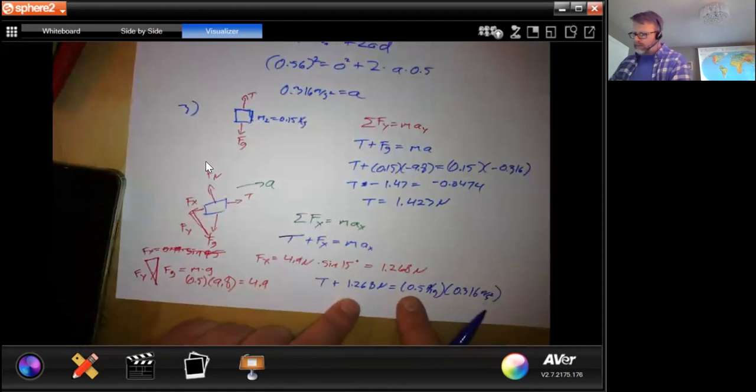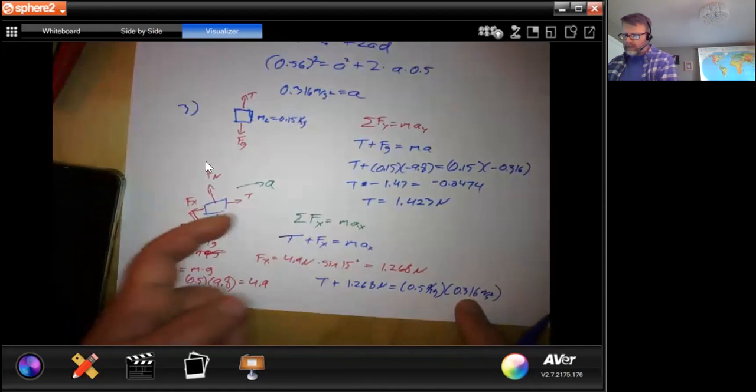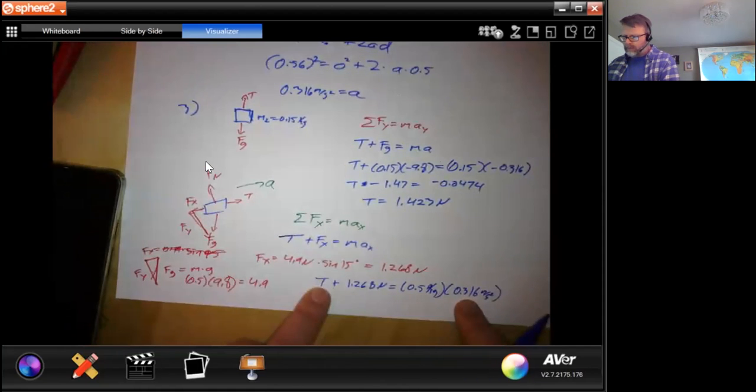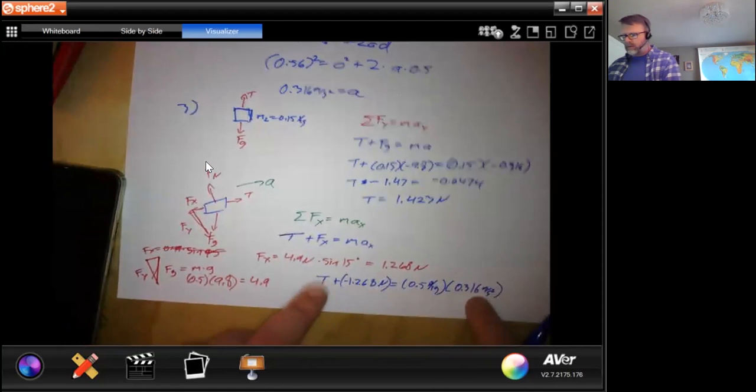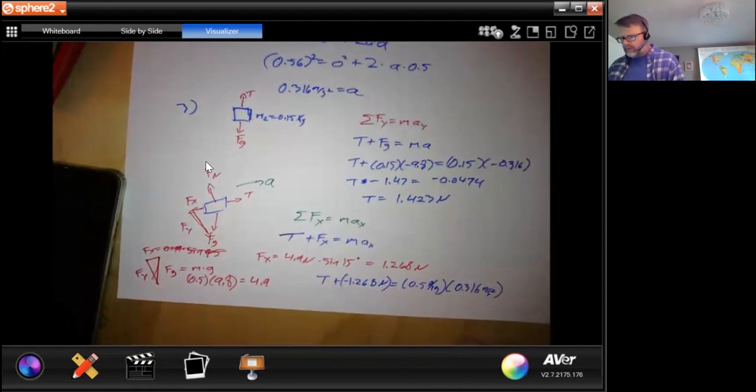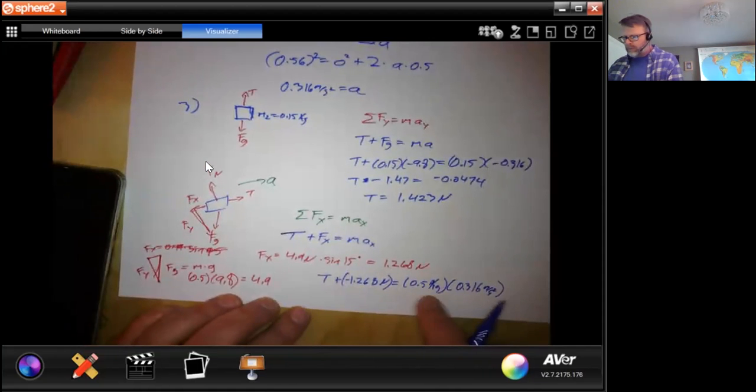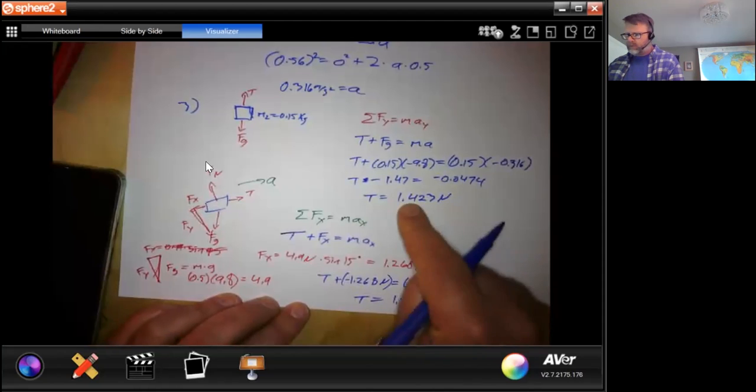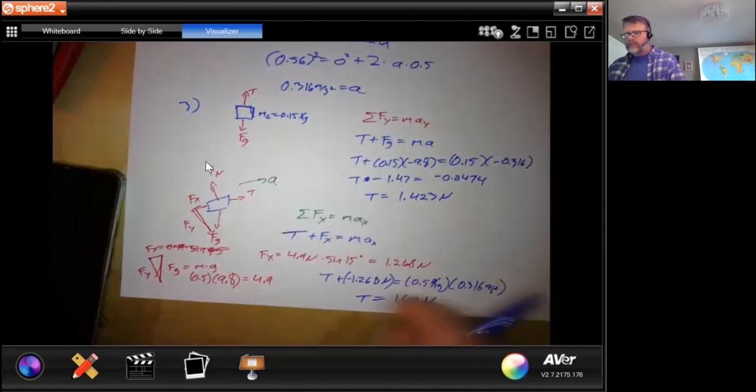Now let's think about this. This is going up the ramp. This is going up the ramp. This is going down the ramp. So I'm going to call that one down and call these positive. And when we do that, we're going to get the same number. Okay, so that's two different ways you can solve that problem.